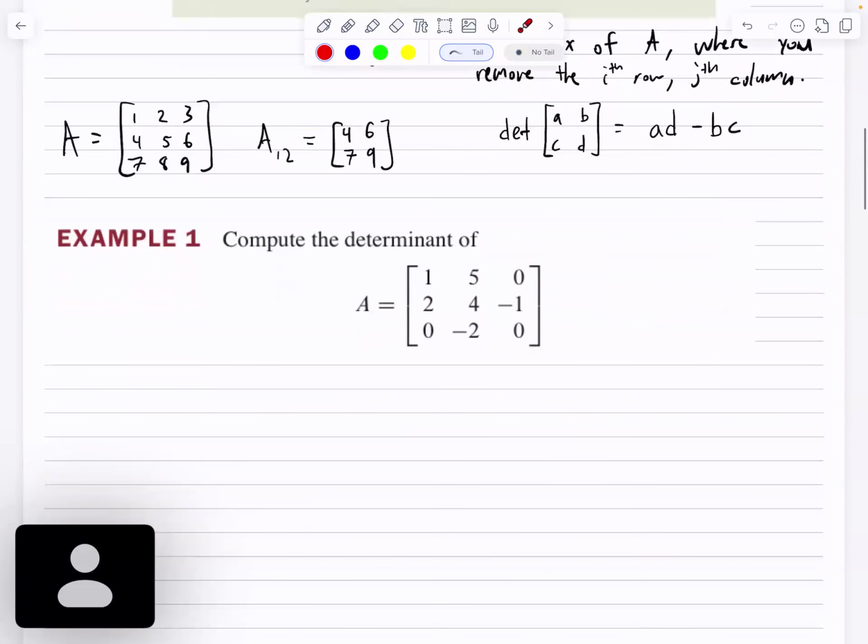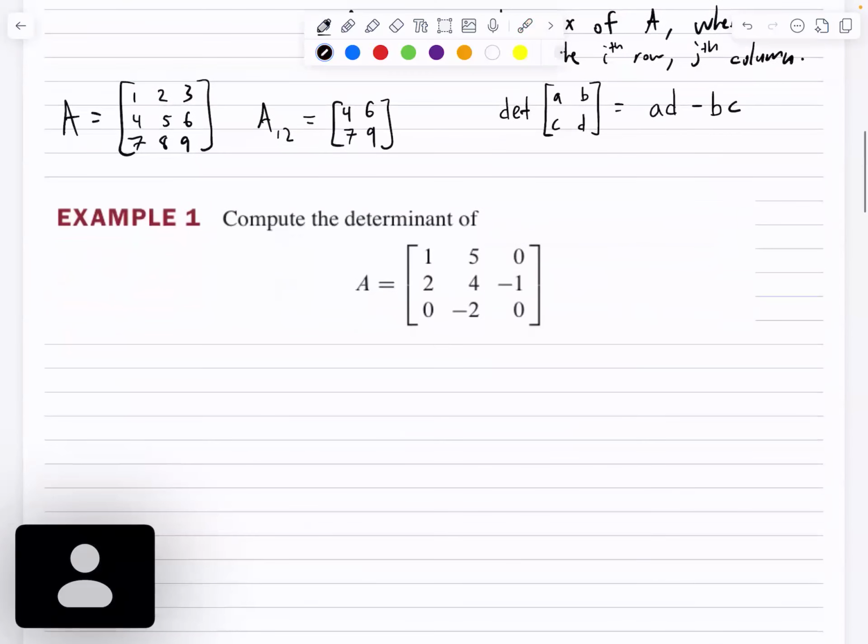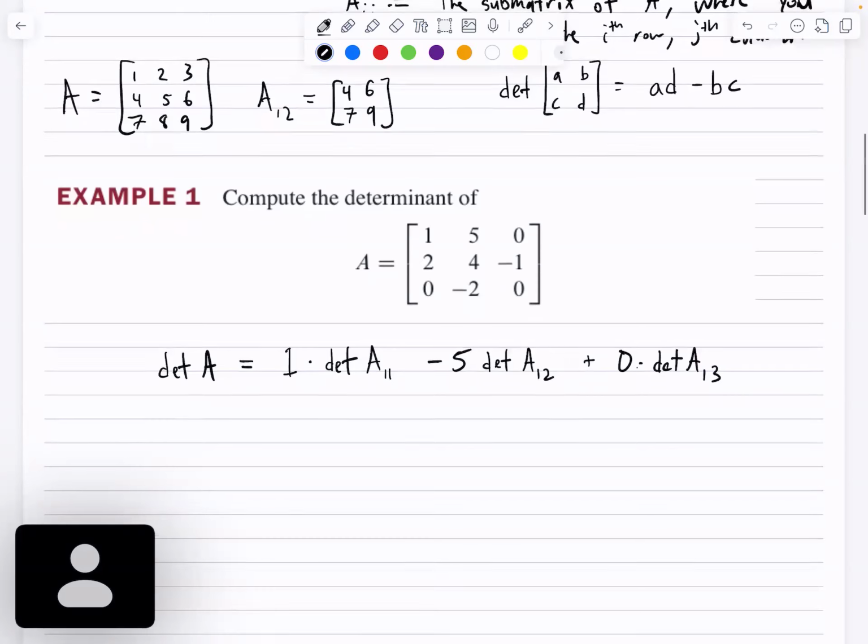So let me do an example of computing the determinant of this matrix. This is called cofactor expansion along the first row. I take the first row and say that the determinant of A is equal to the first entry, 1, times the determinant of the smaller submatrix, A 1,1, and then minus the next entry, 5, times the determinant of A 1,2, and then plus 0 times the determinant of A 1,3.